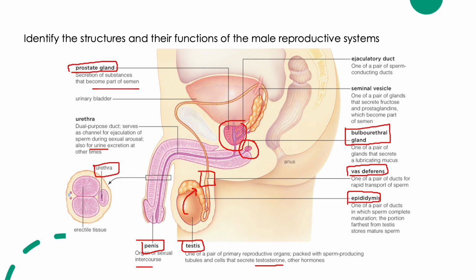After the vas deferens, we have the seminal vesicles. These seminal vesicles are a pair of glands that secrete fructose for energy, and prostaglandins to be part of the semen. Last one, we have the ejaculatory duct, which passes the semen out of the body through the urethra.